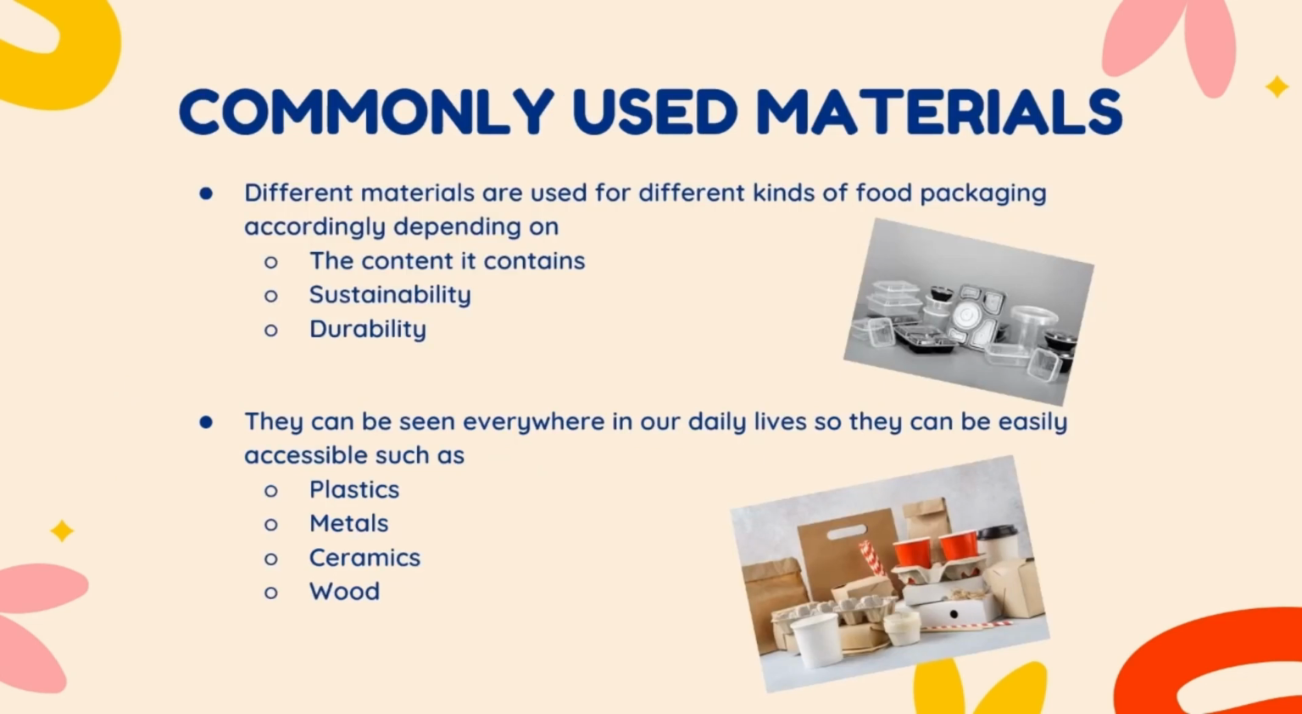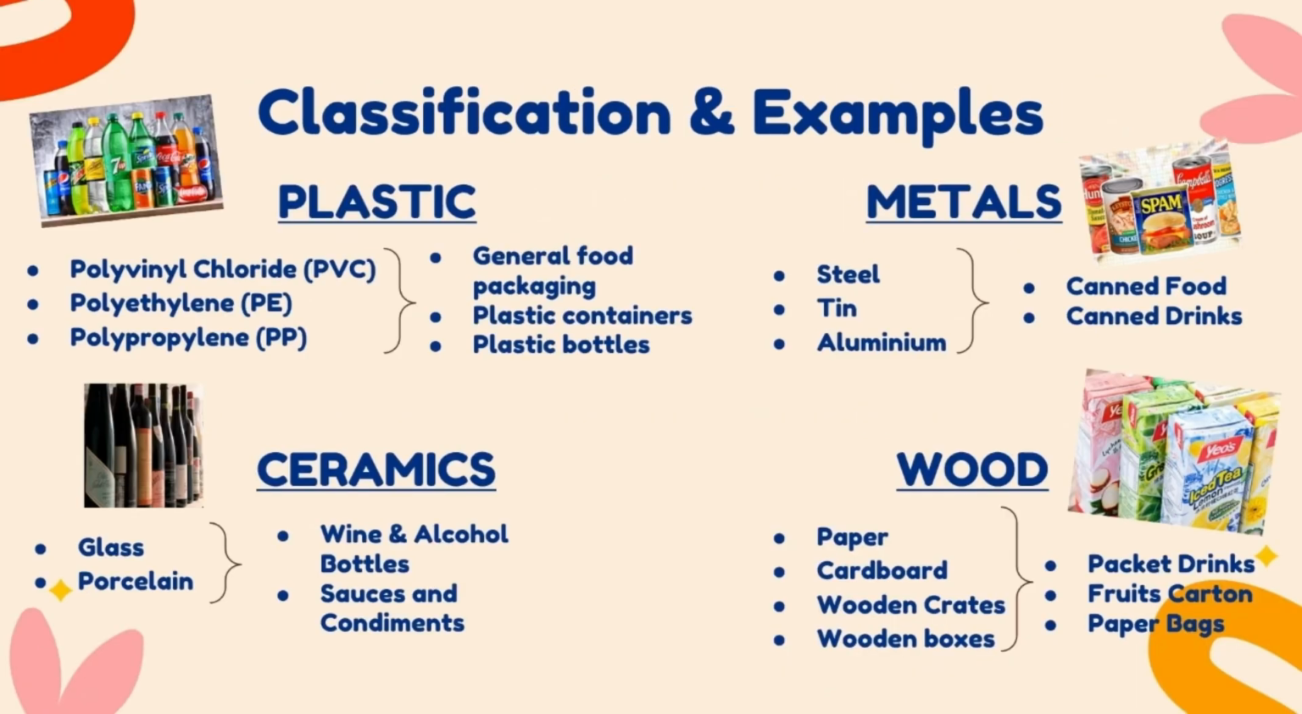Moving on to the commonly used materials in food packaging. Different materials are used for different kinds of food packaging accordingly, depending on the content it contains, the sustainability, as well as the durability. These materials can be seen everywhere in our daily lives, so they are easily accessible, such as plastic, metals, ceramics, and wood. Here are some classifications and examples of the different materials used.